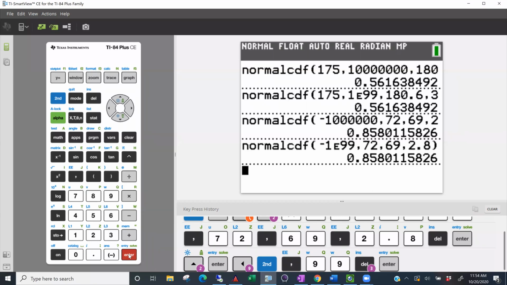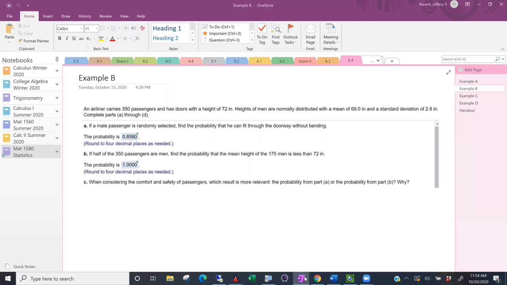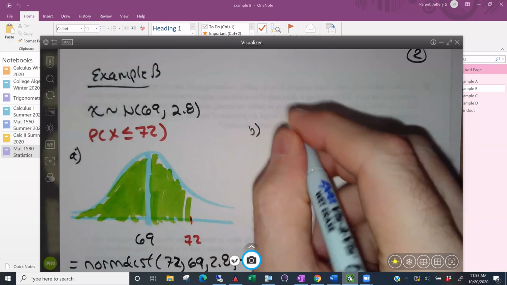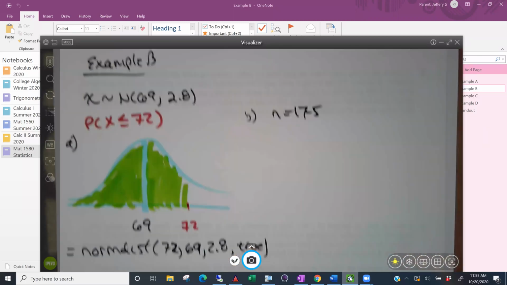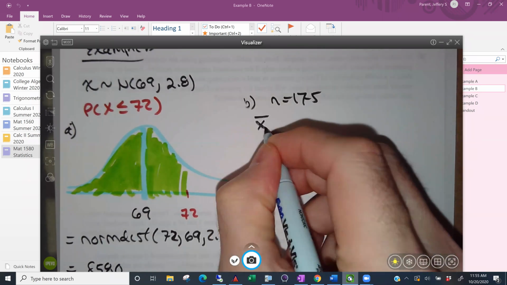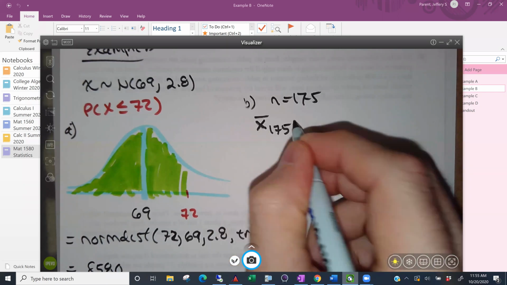Okay. Good. Now, there's a second part to this problem that I want to get at, and that is, if half of the passengers, so 175, are men, find the probability that the mean height of 175 men is less than 72. So let's write down something important here for part B, and that is n equals 175. Now we're going to look at this problem again, except we're going to look at the sampling distribution of sample means for samples of size 175.